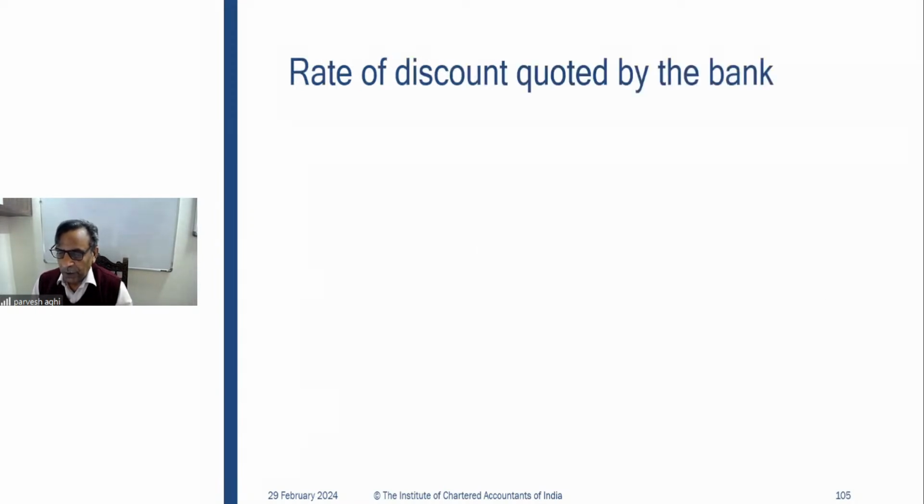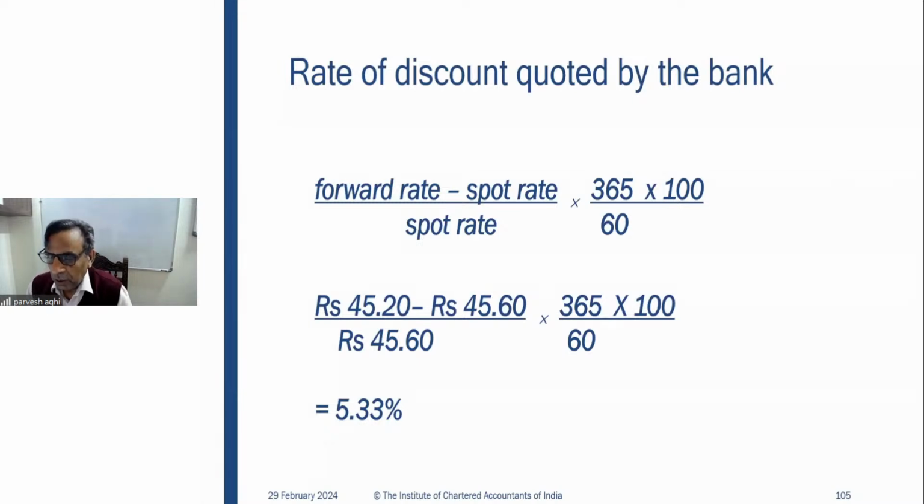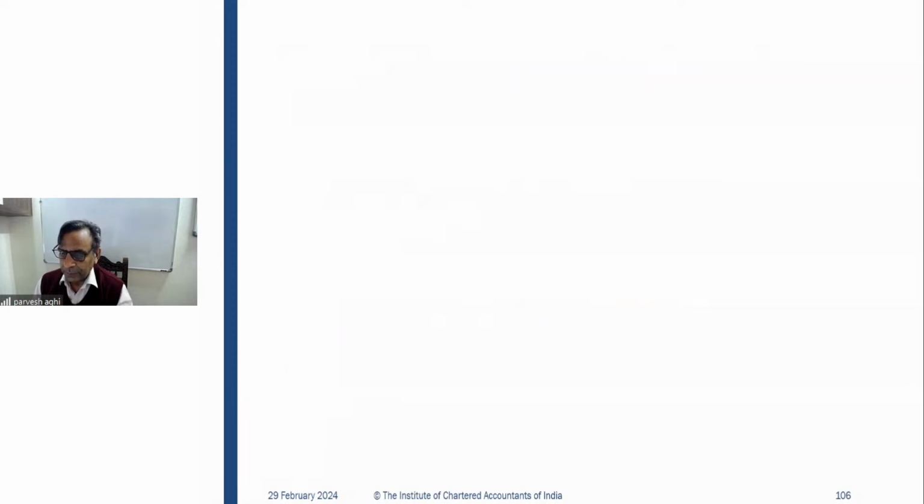Now, if they go for a forward rate, what happens? We know that we can calculate the rate of discount, whether the currency is quoting at a discount or at a premium, by taking forward rate minus the spot rate, divided by the spot rate, into 365 divided by 60, into 100. So we did that: 45.20 was the forward rate and 45.60 was the spot rate, divided by 45.6. So we got that this currency is trading at a discount of 5.33%.